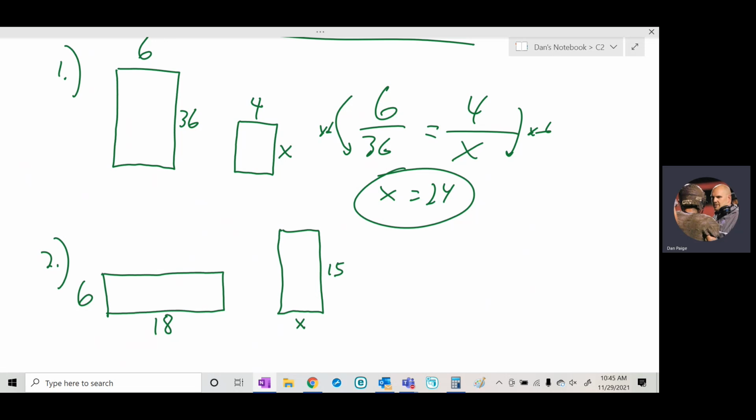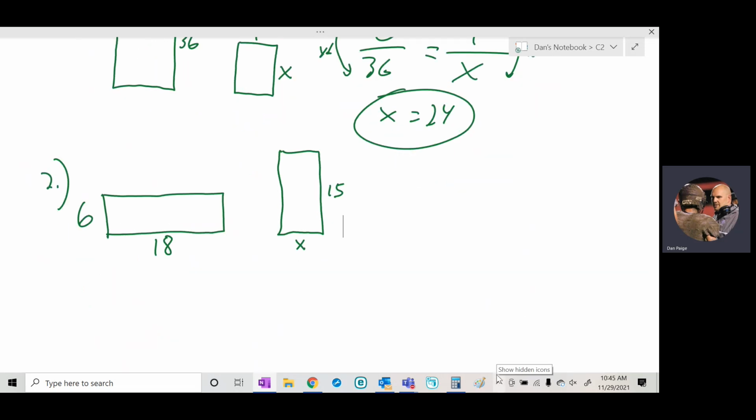All right. Check what you got with the people around you. Make sure you set up the proportion in a similar way. Go for it. So I looked at the meaning of the sizes, did 18 divided by 3 is 6. 15 divided by 3 is x. So x is 5.